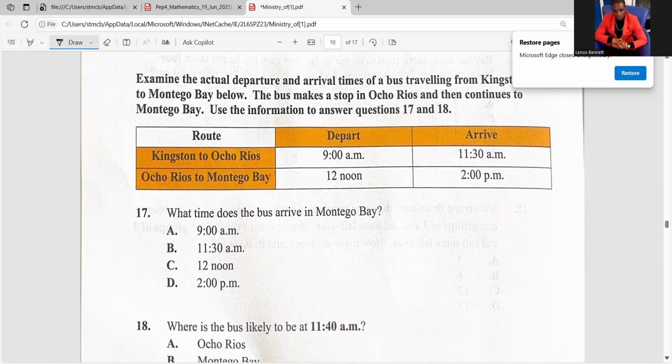Examine the actual departure and arrival time of a bus travelling from Kingston to Montego Bay below.